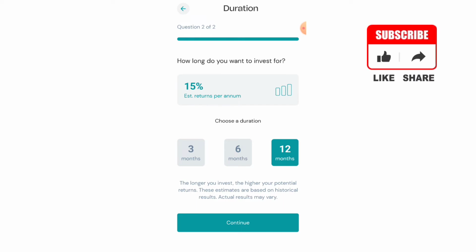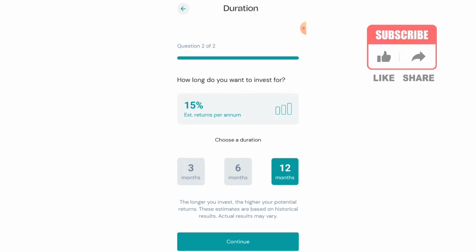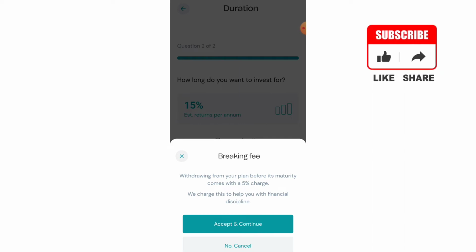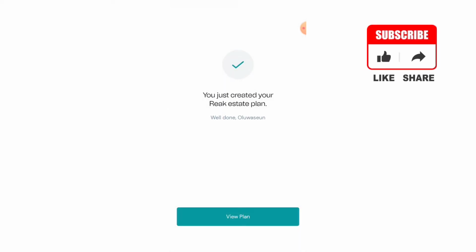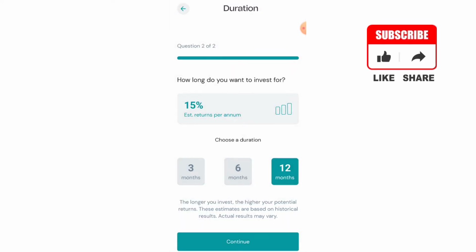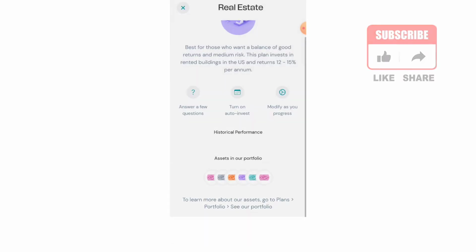It is not fixed. Okay, so don't say, hey, these people said they will give me 15%, they are not giving me 12%. No. Okay, so you can click on continue. And there's a rule. If you start a plan for 1 year, if the maturity is 1 year, and you tell them you want to withdraw the money after 6 months, they would charge you a 5% charge, and this is to help you with financial discipline. You click on accept and you continue. Okay, so that is that about real estate.